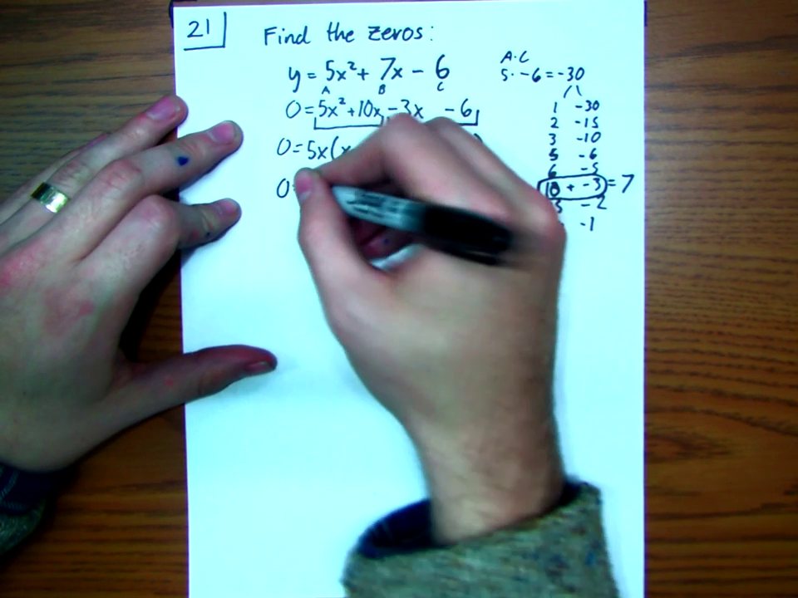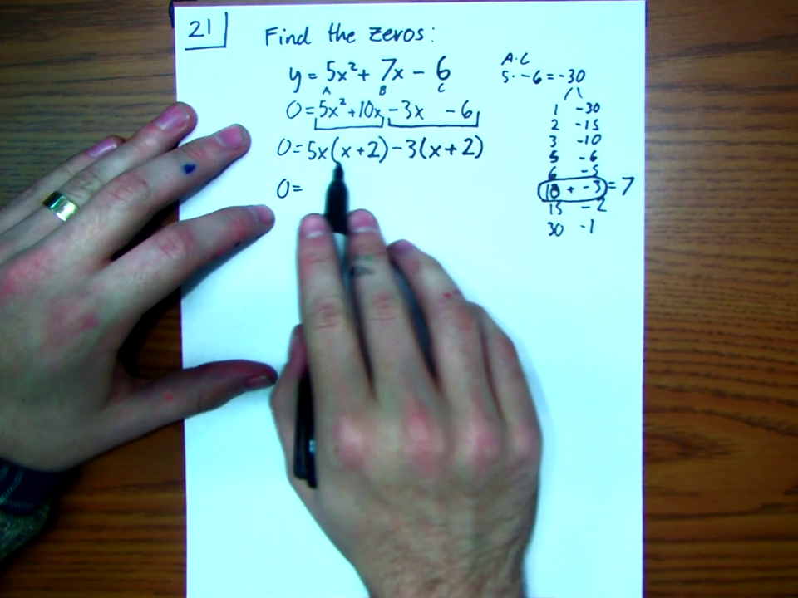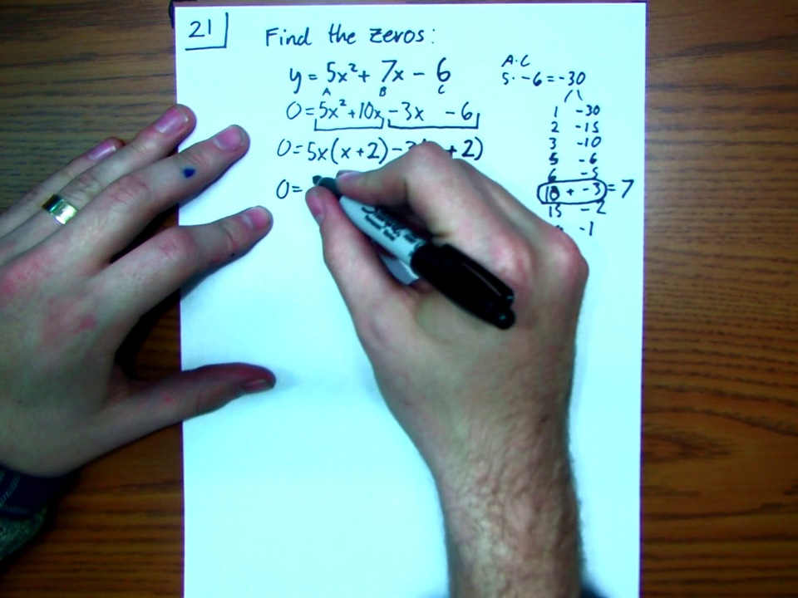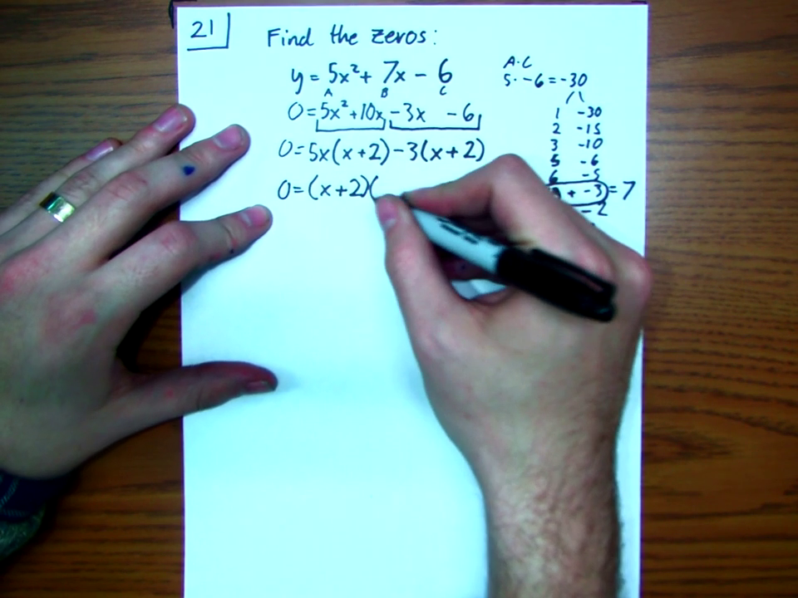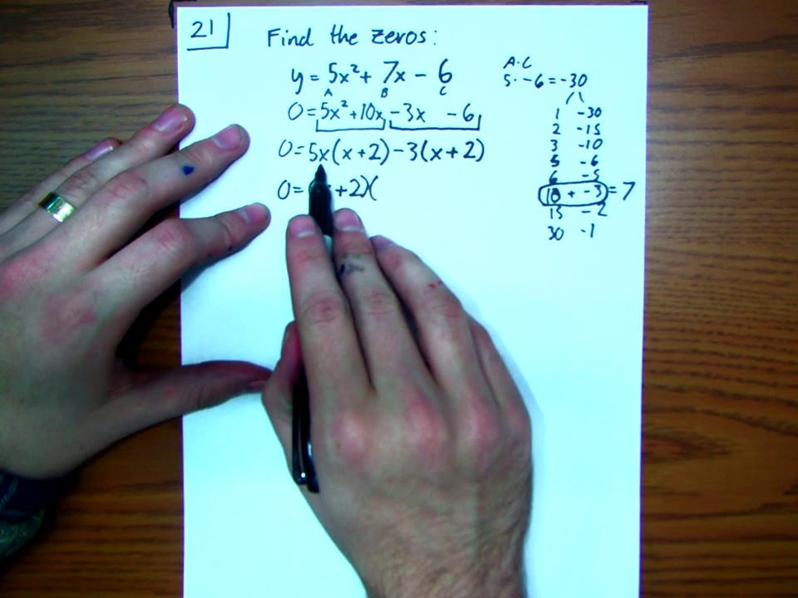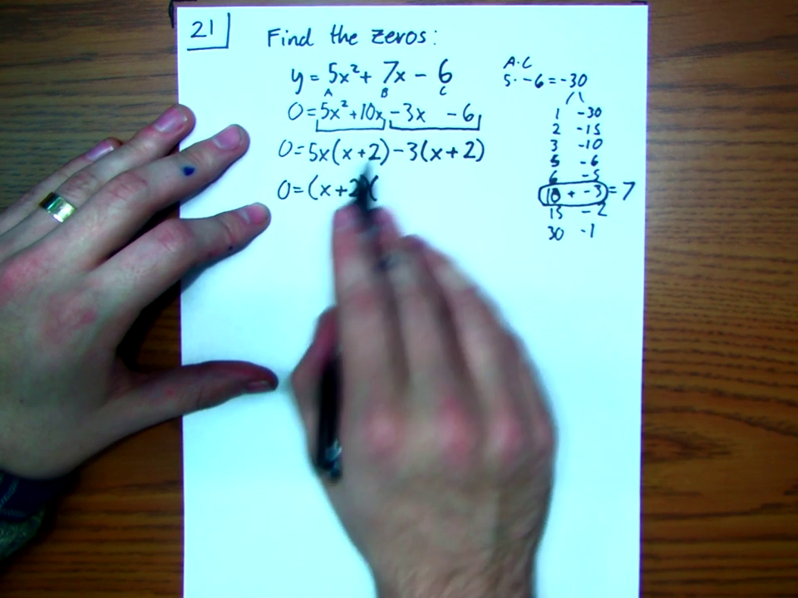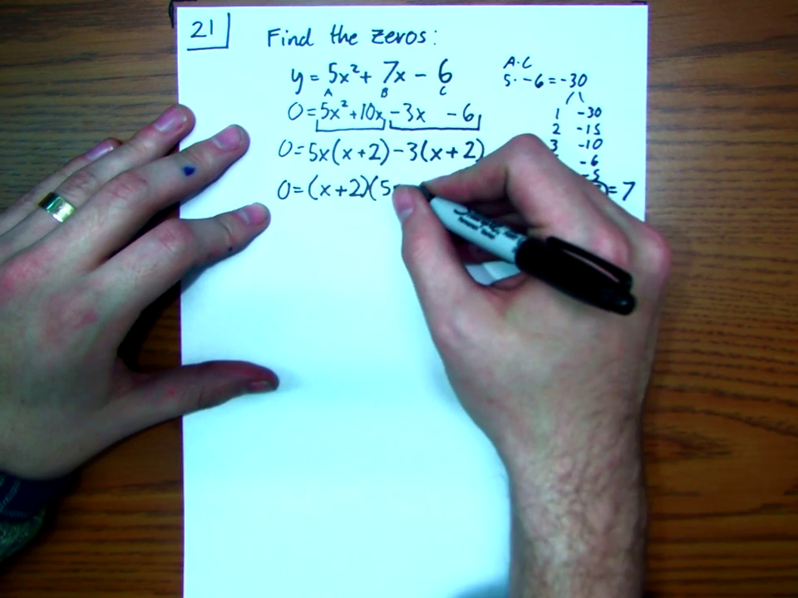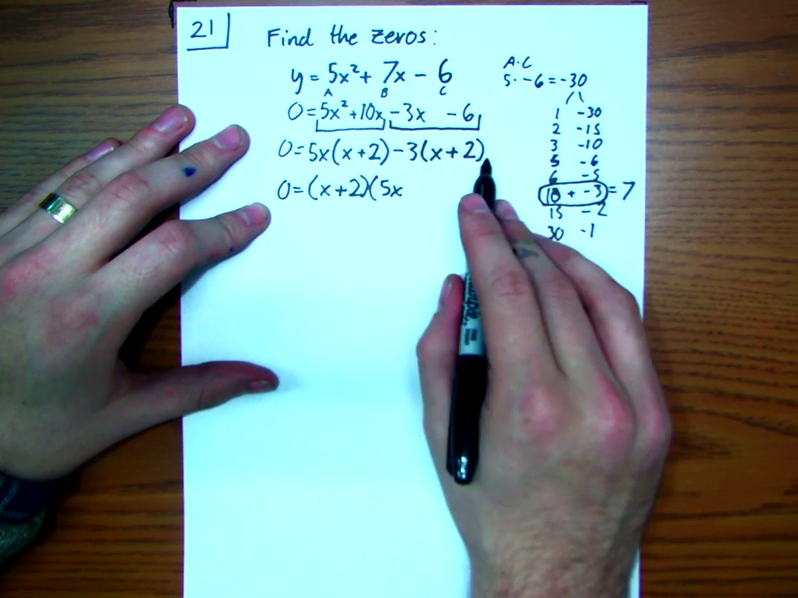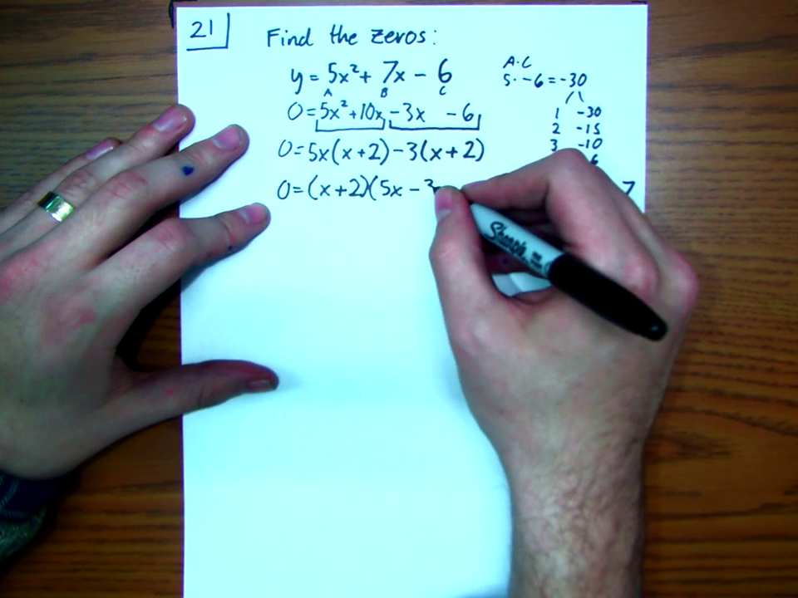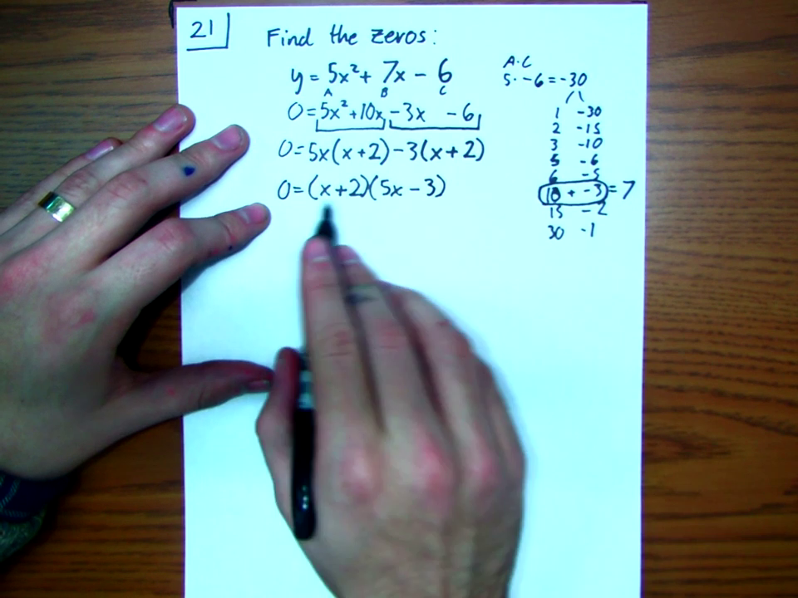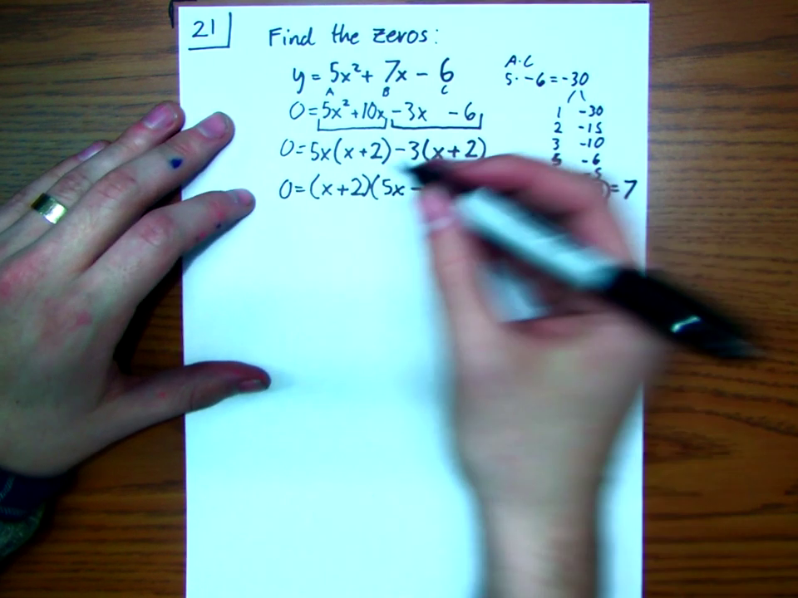So my last step is going to be take that matching parentheses and divide it to the outside. If I divide 5x times x plus 2 by x plus 2, I'm going to have 5x left. And if I divide negative 3 times x plus 2 by x plus 2, I'm going to have a negative 3 left. And there's my factors. Look at that.